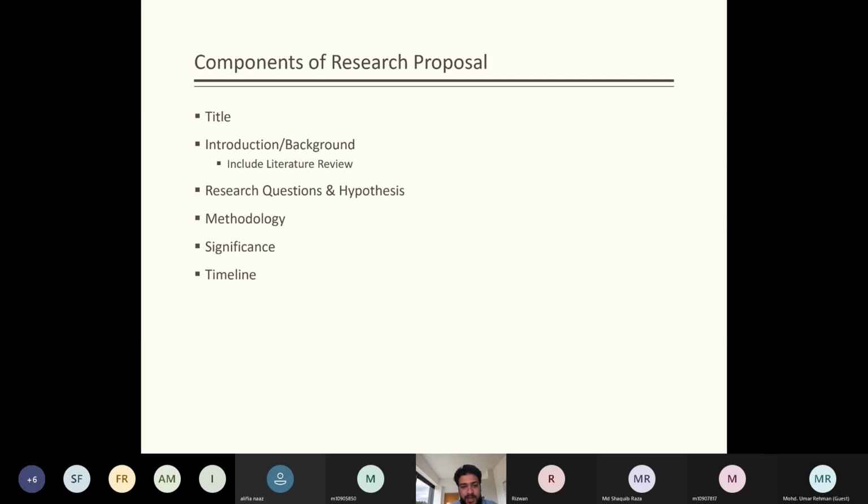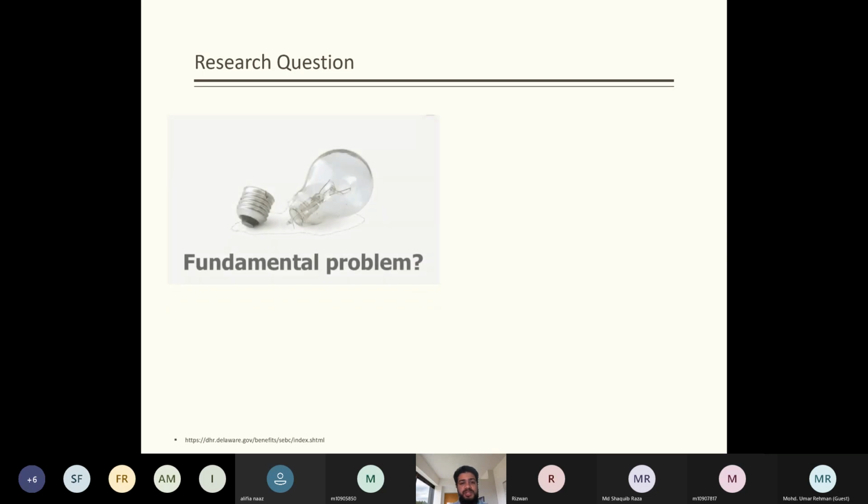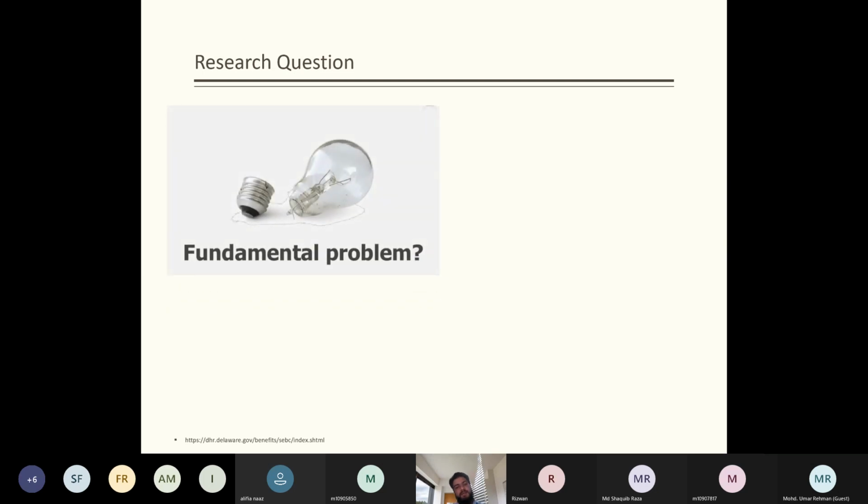Then, like I showed in the timeline before, there needs to be a timeline in your proposal, and then a bibliography. Like I said, the most important thing is the research question. Your whole proposal revolves around this research question. So let's talk a little bit more about the research question. Like I said, a research question can generally be of 2 types. Typically, there are 2 types.